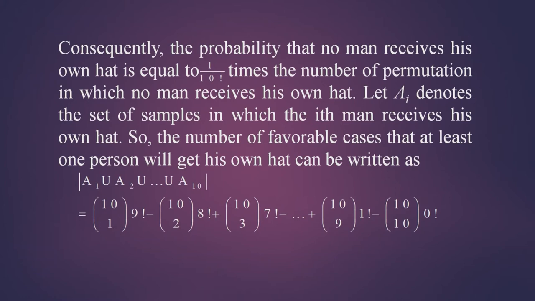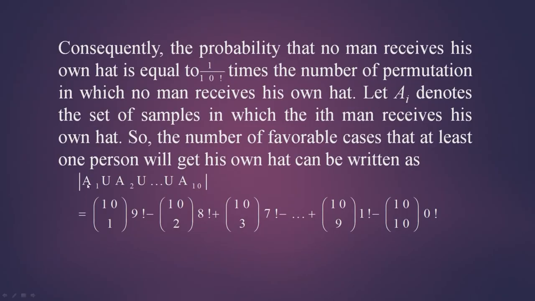Let Ai denote the set of samples in which the ith man receives his own hat. So, the number of favorable cases that at least one person will get his own hat can be written as the cardinality of A1 union A2 union A3 dot dot union A10. Now, how can we find this cardinality? That is the next challenge.